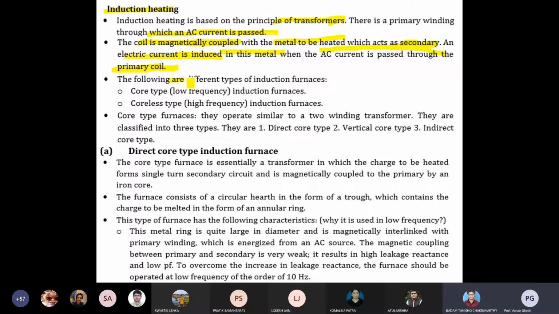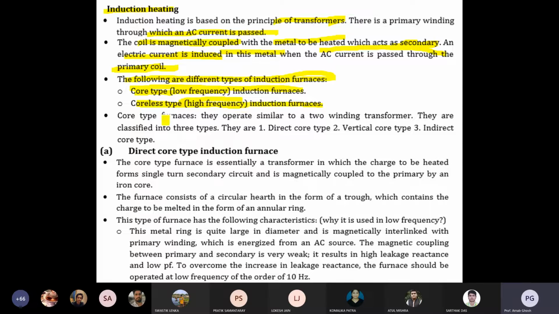The following are different types of induction furnaces: the core type, or low frequency induction furnace, and the coreless type, for high frequency. If there is high frequency and a core is present, a lot of losses will occur. Core type induction furnaces are related to low frequency, and coreless induction furnaces are for high frequency.